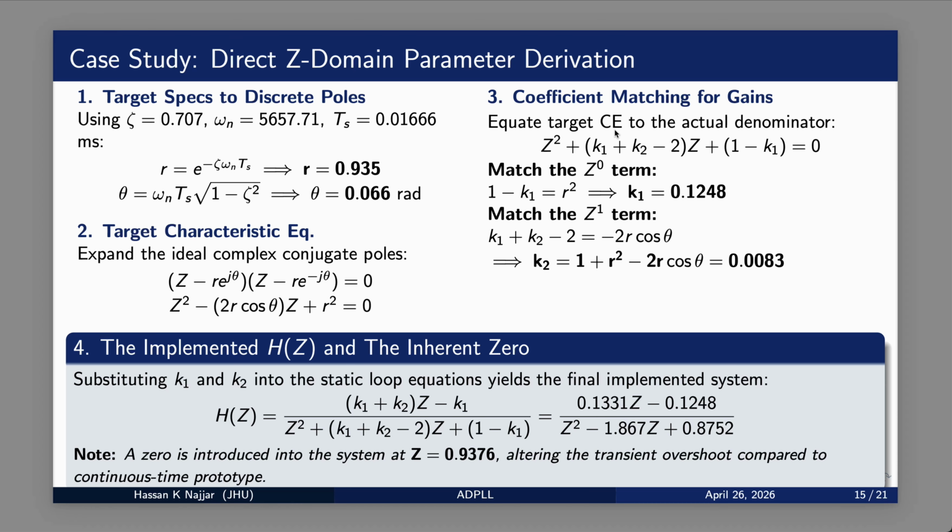An equivalent method to reproduce the paper's gain values is to work directly in the z domain by computing the discrete pole radius and angle from zeta, omega sub n, and t sub s, expanding the target discrete characteristic polynomial and matching it to the denominator of the implemented ADPLL. This again yields K1 equals 0.1248 and K2 equals 0.0083, which matches the author's derived solution.